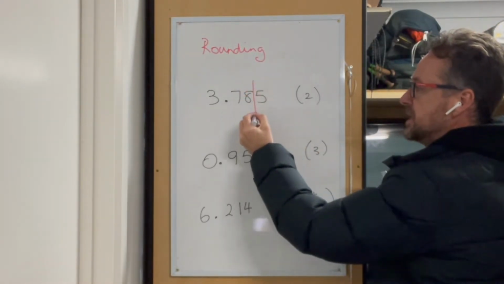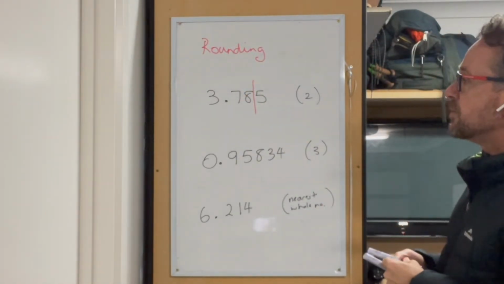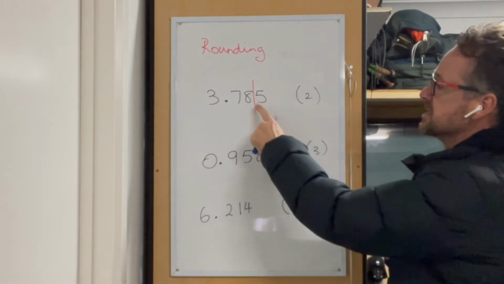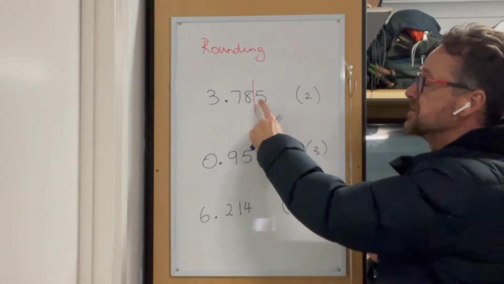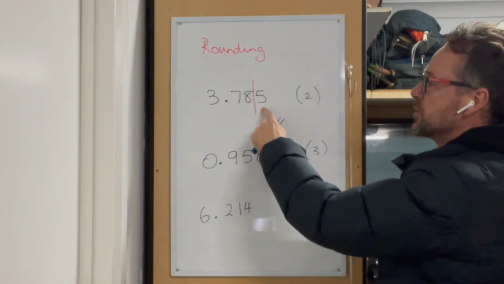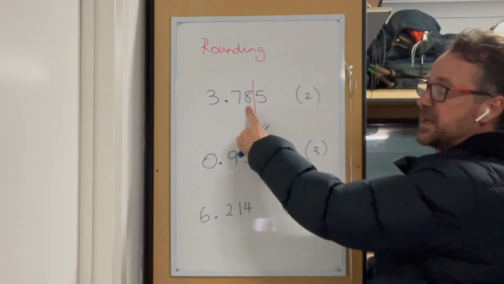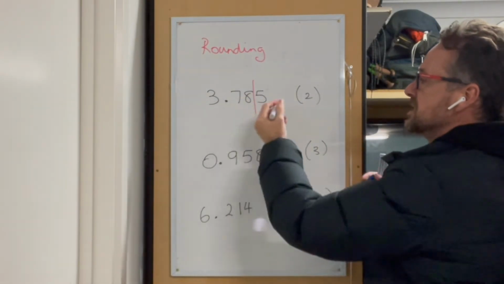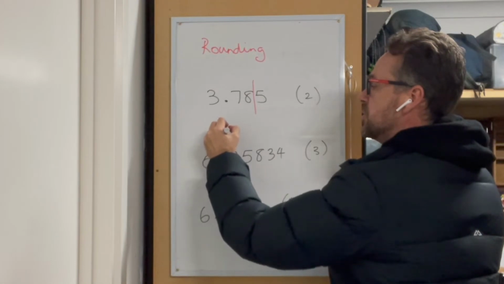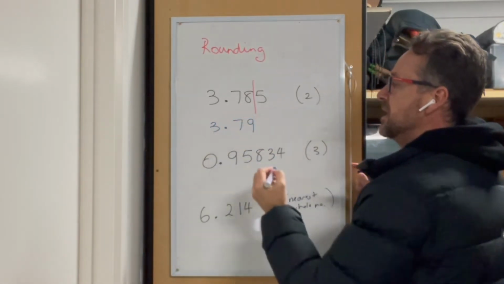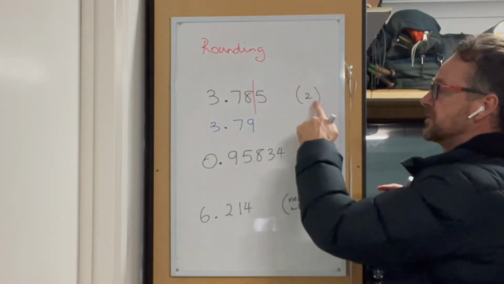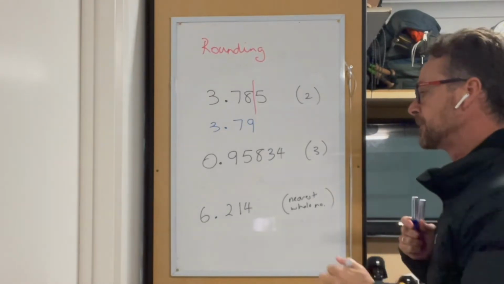So that's through here. And then what we want to do is we want to look at the next number. In this case, it's a 5. So anything 5 and above, we want to round this number up. So the 8 becomes a 9. So this answer here would be 3.79 as that number being rounded off to 2 decimal places.